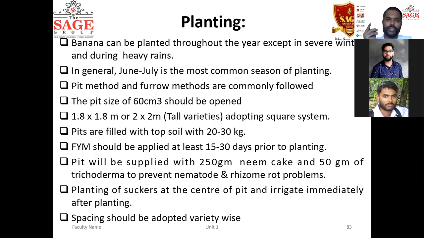Pit method means you need to dig out the pit. Size of pit is 60 centimeter cube. Here spacing is given, that is 1.8 into 1.8 meter for semi-dwarf or dwarf type of varieties, and 2 into 2 meter for tall varieties with square system of planting. Pits will be filled with the topsoil.